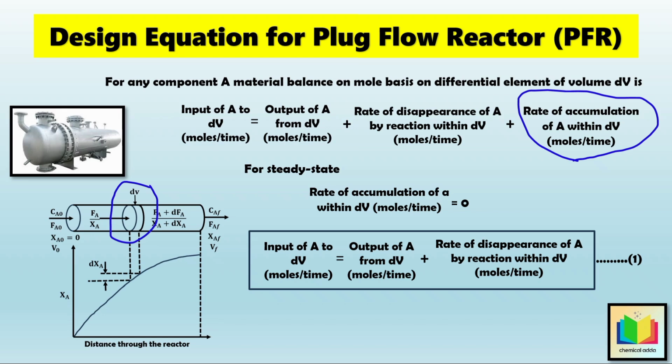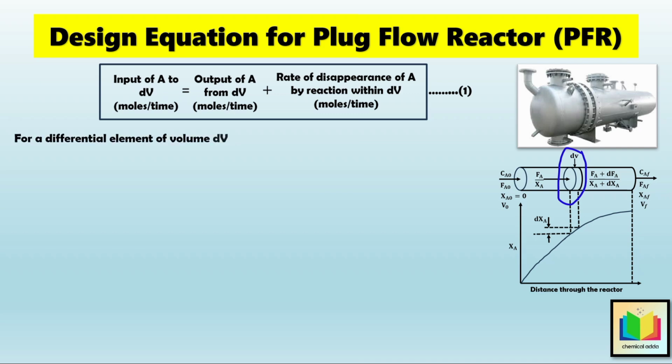Now, to derive the design equation for plug flow reactor, first we have to calculate the value of each term of equation 1. Hence, let's calculate the value of each term of equation 1 for a differential element of volume dV so that we can derive the design equation. So first let's calculate the first term, that is input of A to dV in moles per unit time. From the figure, we can see the input of A to the reactor volume dV is Fa. Hence we get input of A to dV in moles per unit time is equal to Fa.